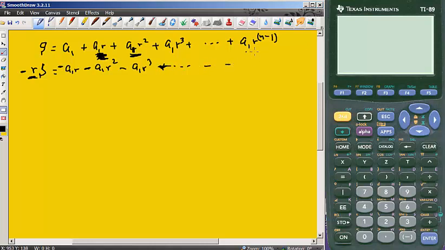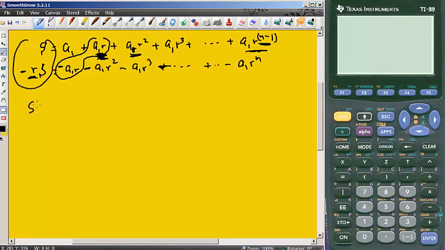Okay, and then the last one, I multiply that by negative r. I'm going to get a sub 1 times r to the n, because that r times r to the n minus 1 is going to give me r to the n. Now, if you notice, this and this are exact opposite, so when I add them, they're going to cancel out. So let's add this side.